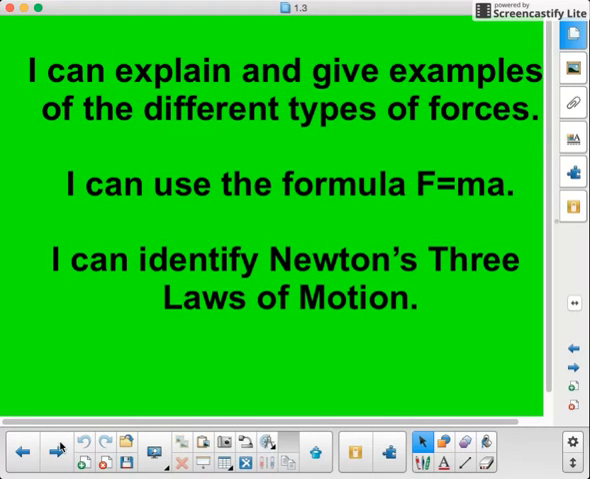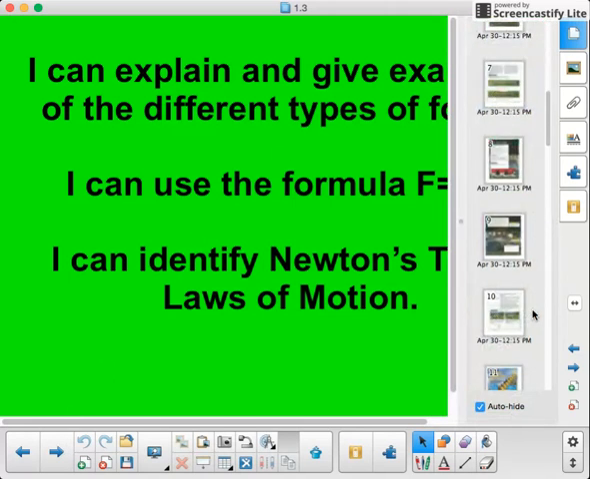There are 3 learning targets in this lesson. The first is I can explain and give examples of the different types of forces. We'll do that in a table in your notes. The second is I can use the formula F equals ma, where F stands for force, m is mass, and a is acceleration. And the third learning target is I can identify Newton's 3 laws of motion. We'll watch a video in class that covers that information.